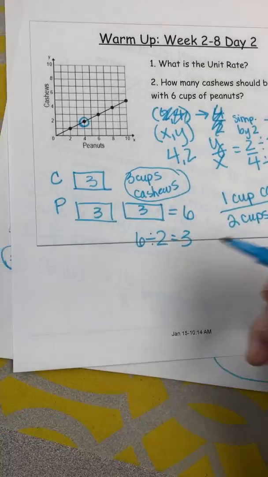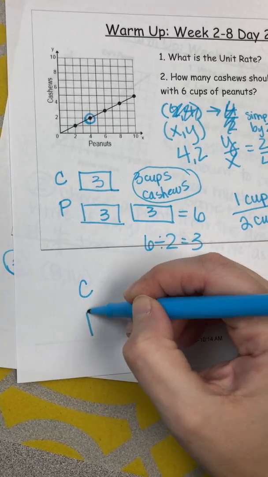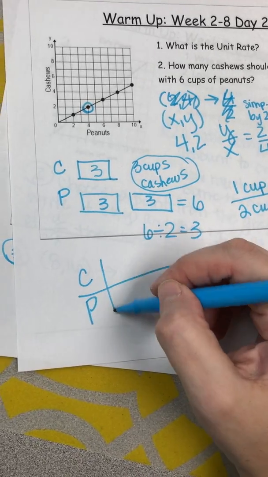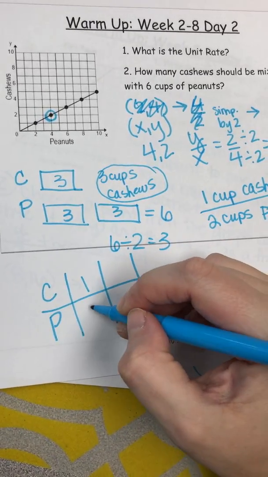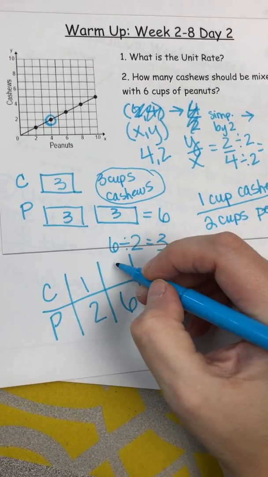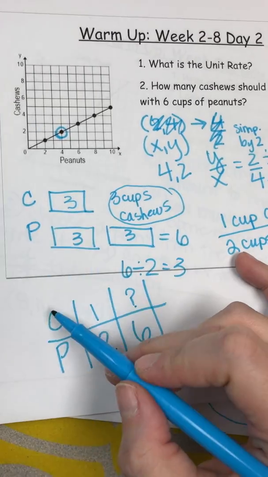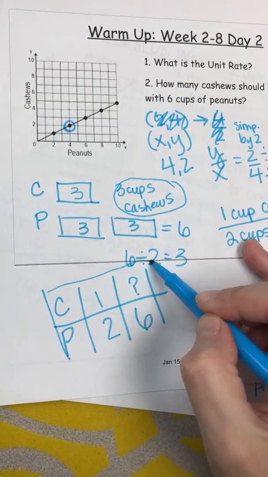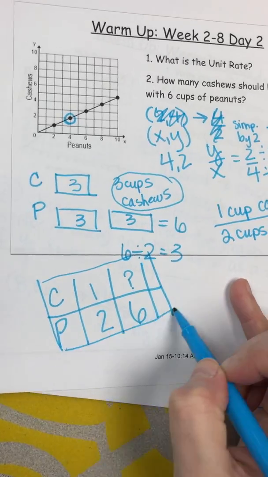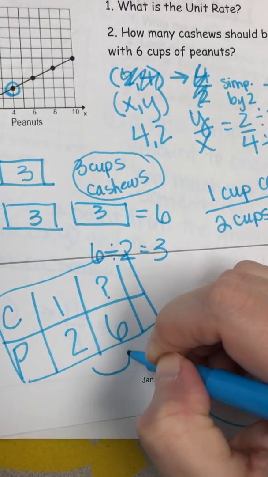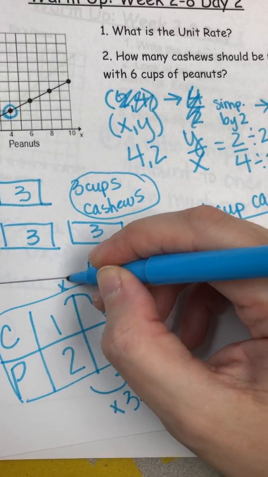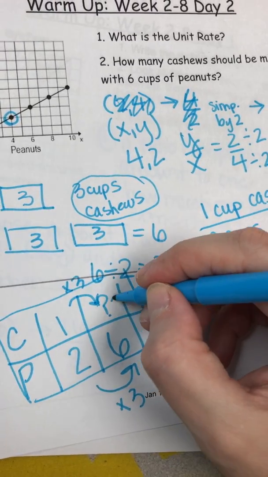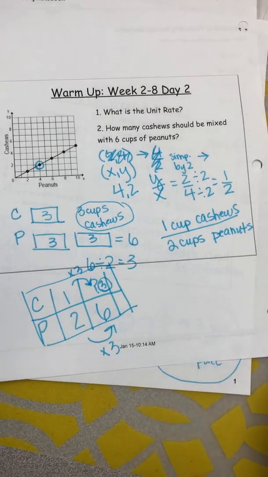Now we also could have solved this with a table. So we could have done cashews, peanuts, and it said it was 1 to 2, 1 cashews to 2 peanuts, if we need 6 peanuts. So we're trying to find out what goes here in our table. All right, so 2 times what gives me 6? 2 times 3 gives me 6, so I do the same thing to the top. 1 times 3 gives me 3. So that's how you get the answer, 3 cups of cashews. Questions?